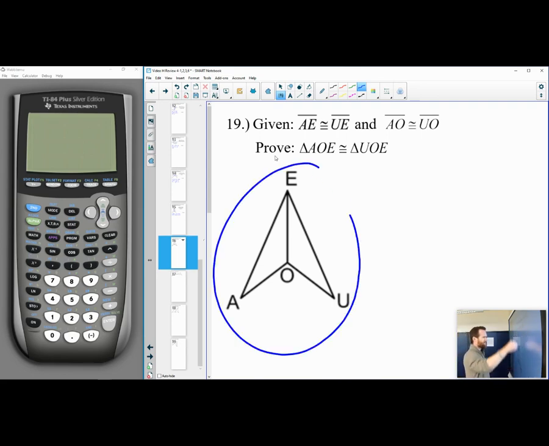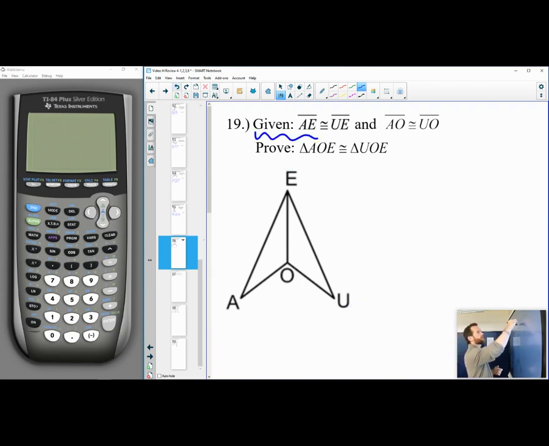This diagram, to me, looks sort of empty, like there's no markings. But fortunately, they give us a given statement. They give us some markings that we're allowed to put in. So I'm going to put them in black just to show that they're part of the directions, essentially. So segment AE is congruent to segment UE. We can mark that. And segment AO, we'll put 2 there, is congruent to segment UO. And that's all they give us. So let's start our proof.